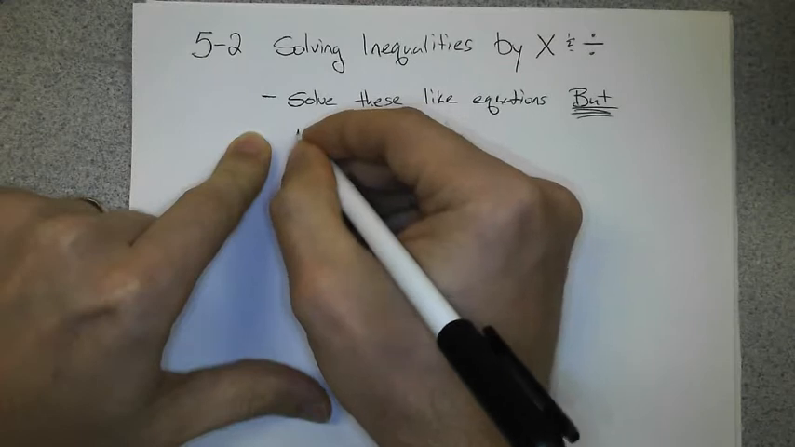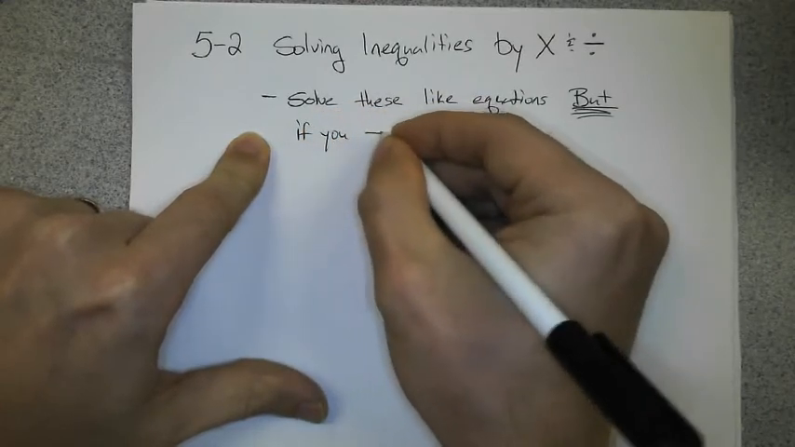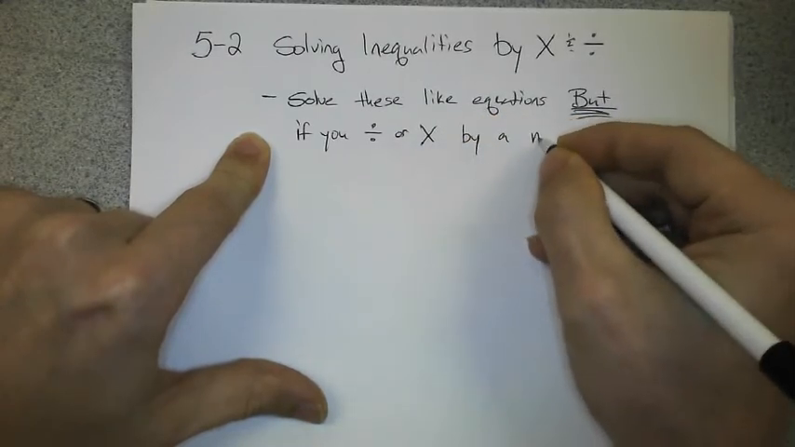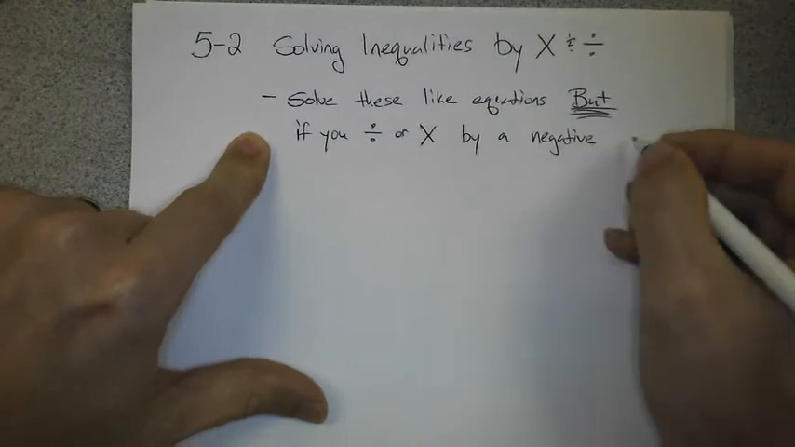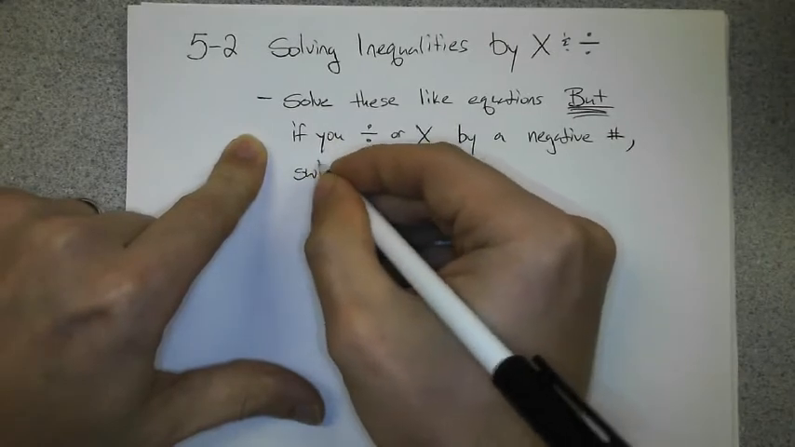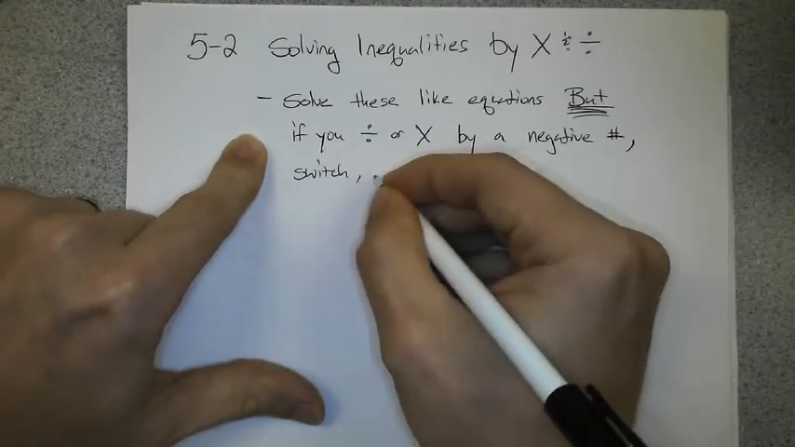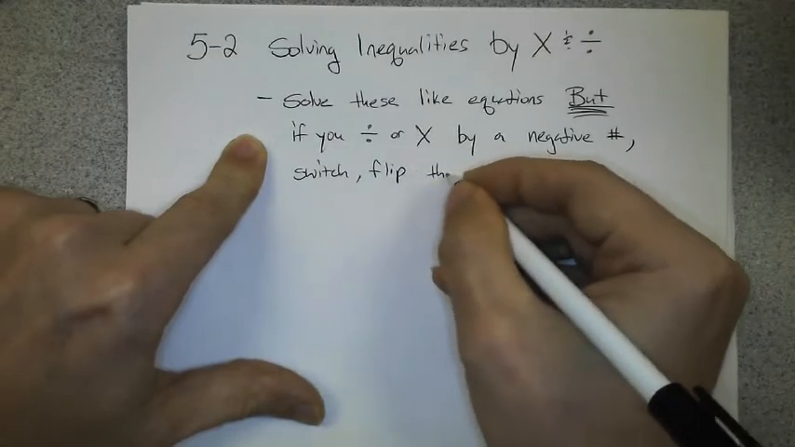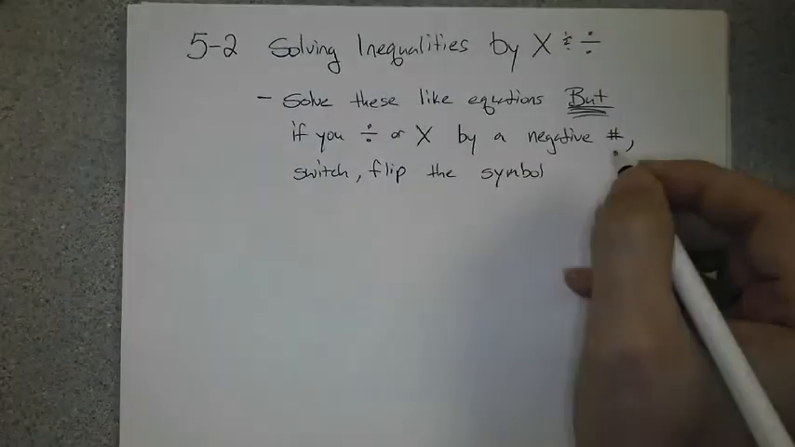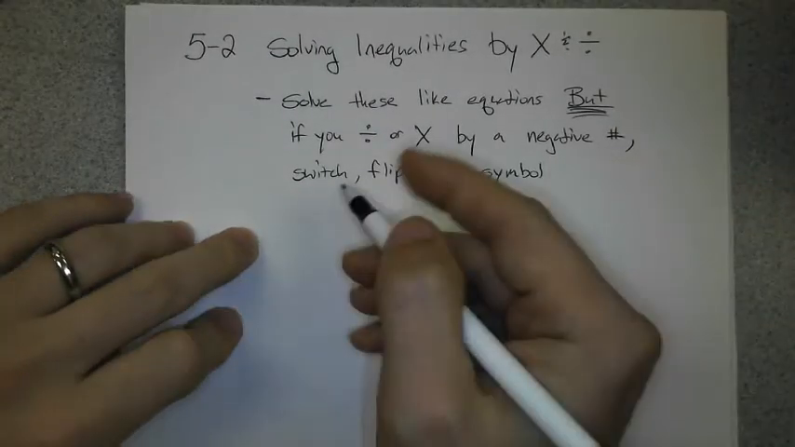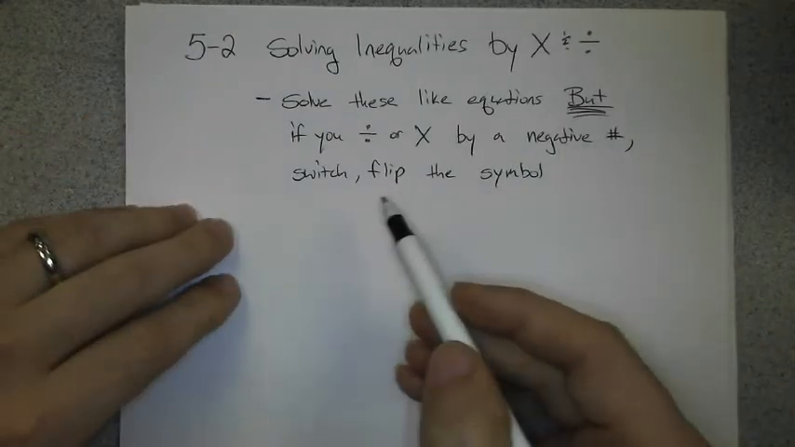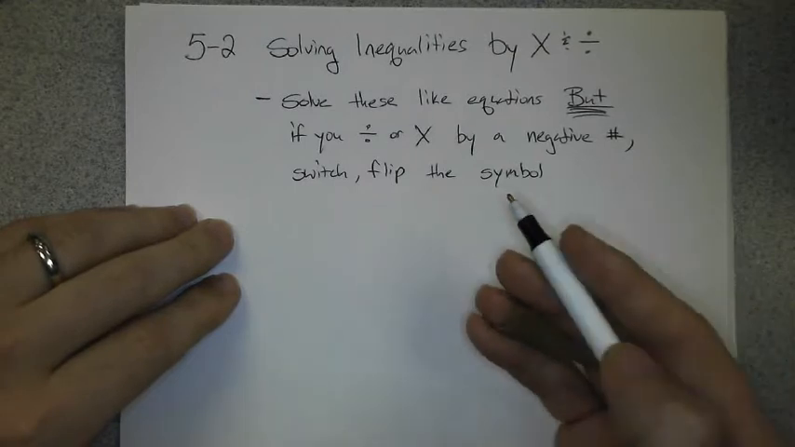And what that is: if you divide or multiply by a negative number, you need to switch, or some people like to use the word flip, the symbol, the inequality symbol. So basically, anytime you multiply or divide by a negative number, if it's greater than, make it less than. If it's less than, make it greater than, and so forth.